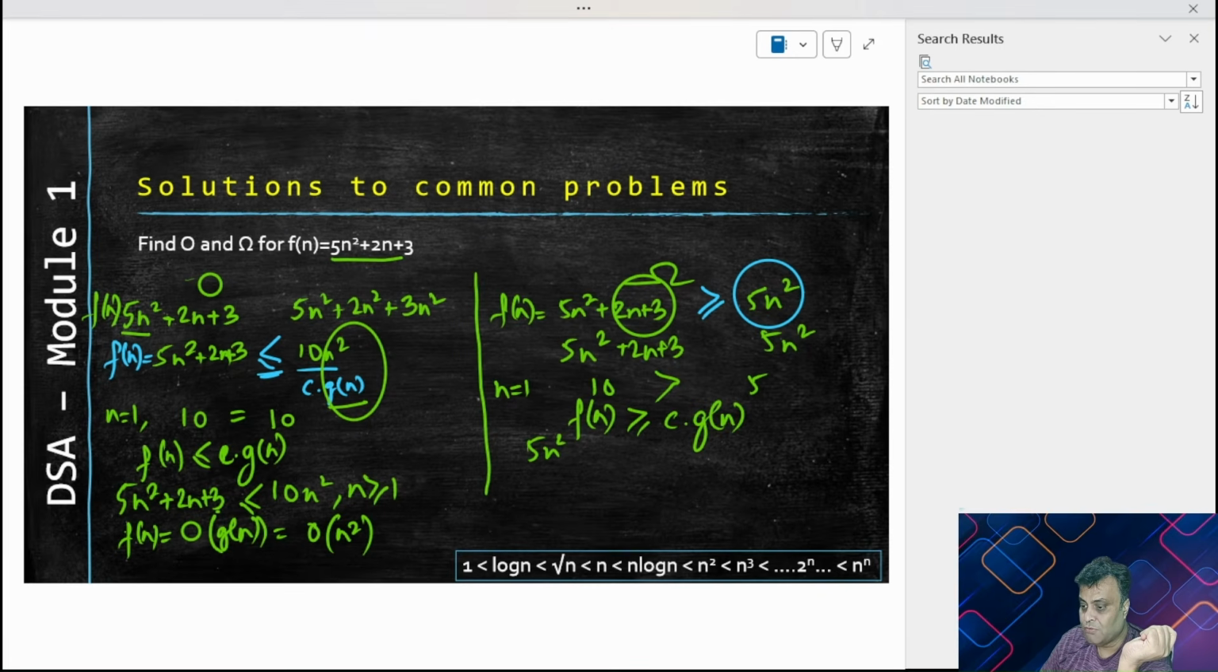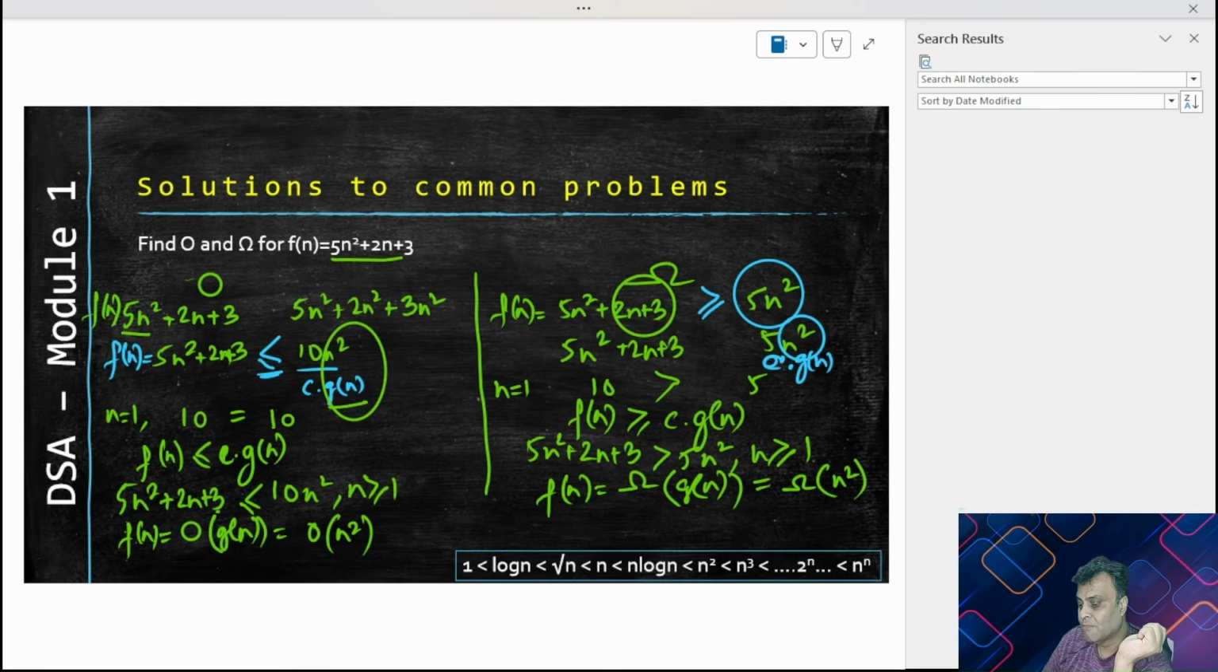Because we have proved 5n square plus 2n plus 3 is greater than 5n square for n greater than or equal to 1, that satisfies our omega equation. Therefore we can say Fn is equal to omega of Gn, and in our case, what is our Gn? Our Gn is this. So this is our C, and this is our Gn. So our omega Gn will become omega of n square, right?